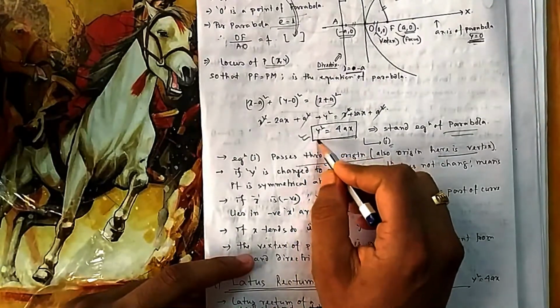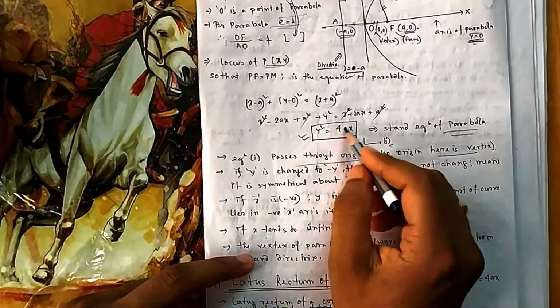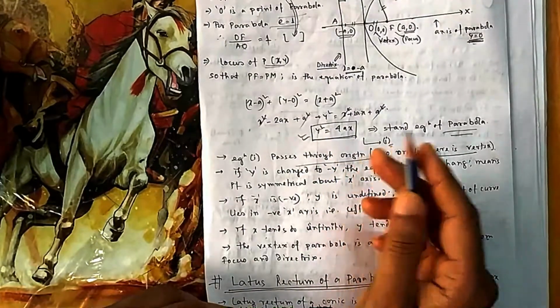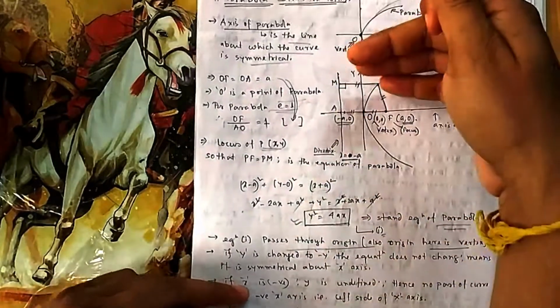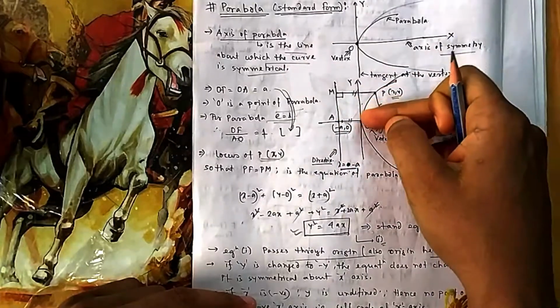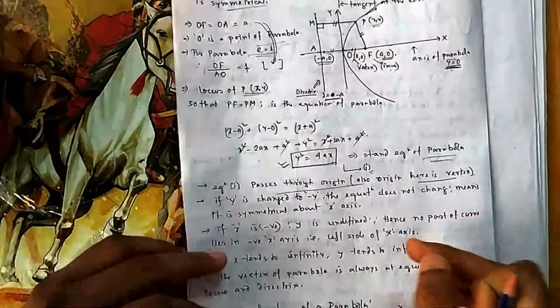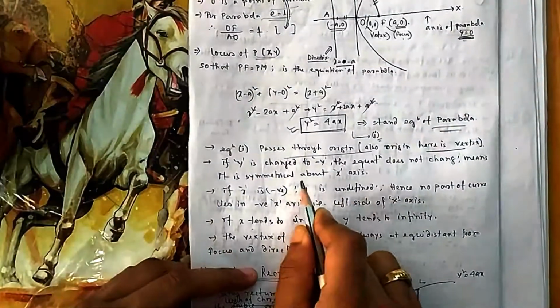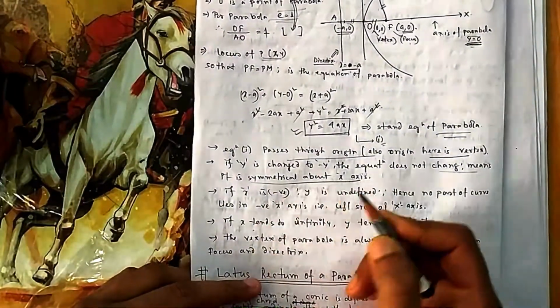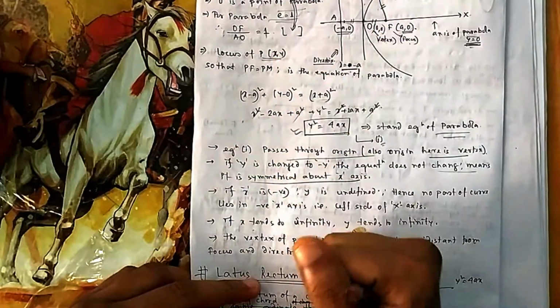Now, if you change the value of y, plus or minus, whatever, this equation doesn't change. That means it will be symmetrical. Whatever is for plus y, the same thing will be for minus y, because if you change from plus y to minus y, it doesn't change. So whatever shape it has on the plus y side, the same shape it will have on the minus y side. That is known as symmetry: it is symmetrical about the x axis. Whatever is up, that is down.